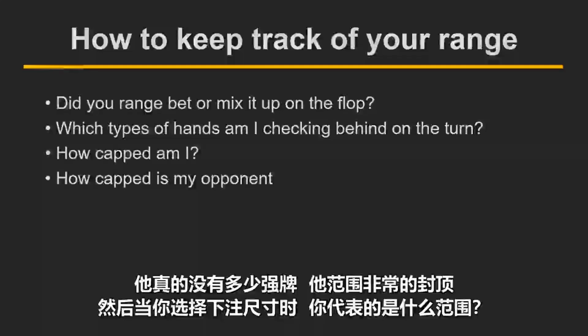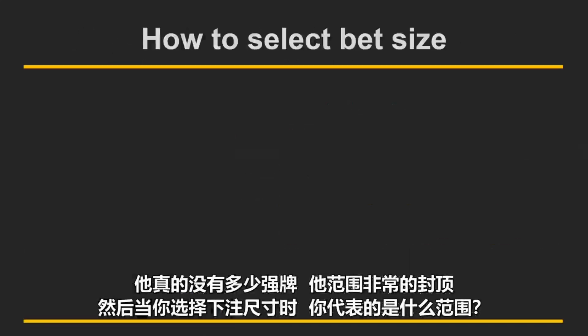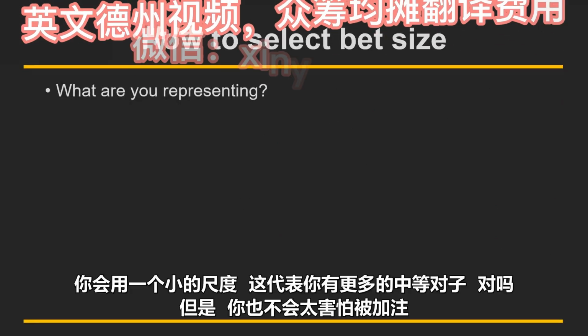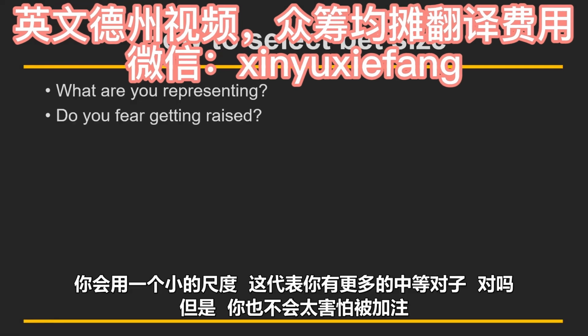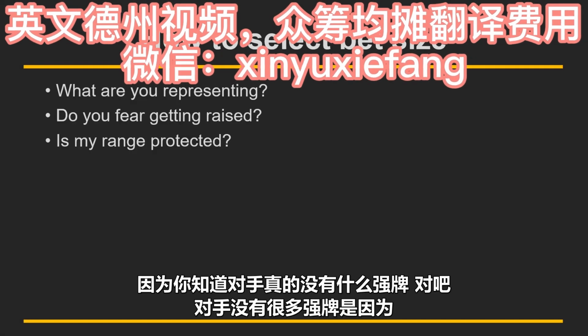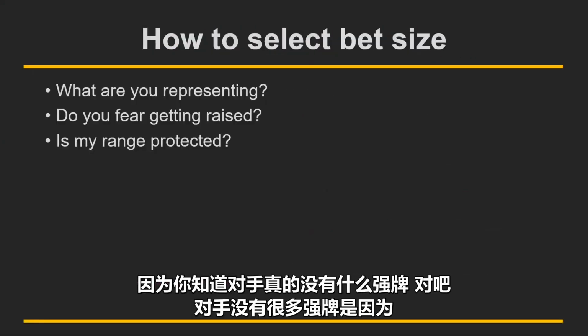He doesn't really have much. He is quite capped. And when you select the bet size, what are you representing? You would use a small bet size, which represents more of a medium pair, right? But also, you don't really fear getting raised too much, and your range is protected. And you know that villain doesn't really have very much, right?